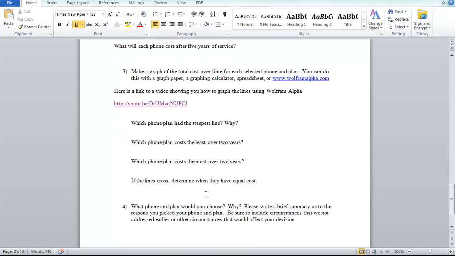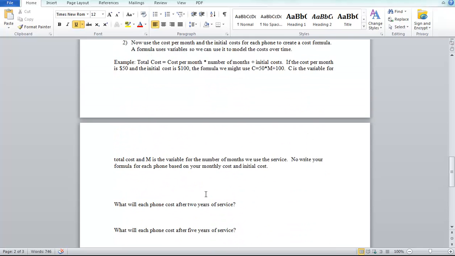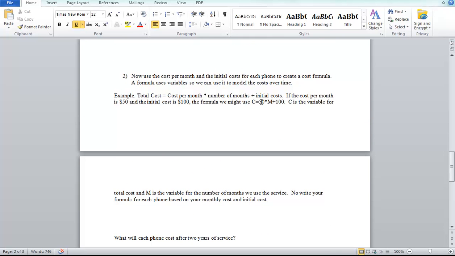And the biggest problem I see is right here. Most people can figure out what it costs per month for the cell phones and the initial cost, but they have a hard time writing this equation right here. Remember, equations have variables, and C would be the total cost, and M is going to represent months. So your equation needs to have variables. Some people just say, well, it costs this much for 2 years. I'm like, well, that's great, but what's it cost for 3 years, or 4 years, or 5 years, or 70 months, or whatever it is? You need to have an equation here.